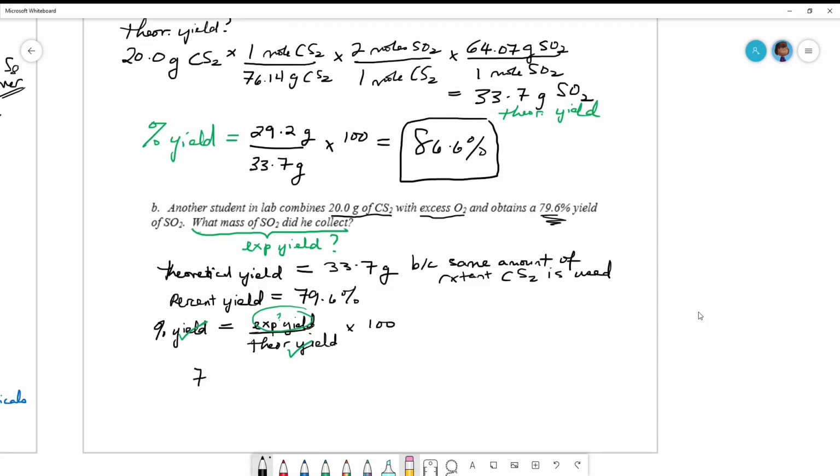So now what do we get? We're going to get 79.6 equals X over 33.7 grams times 100. Rearranging, what do we get? Well, X is going to be equal to, I get 26.8 grams of SO2 as the student's experimental yield, which represents the amount of sulfur dioxide collected by this student in the lab.